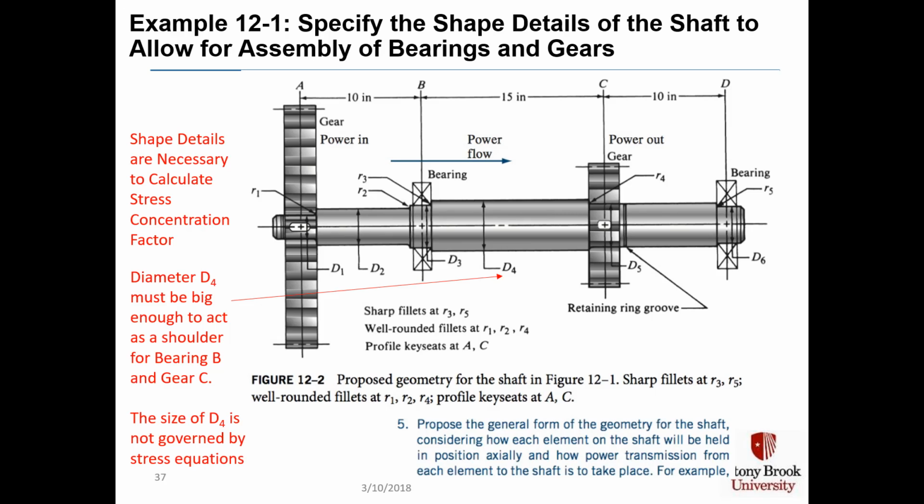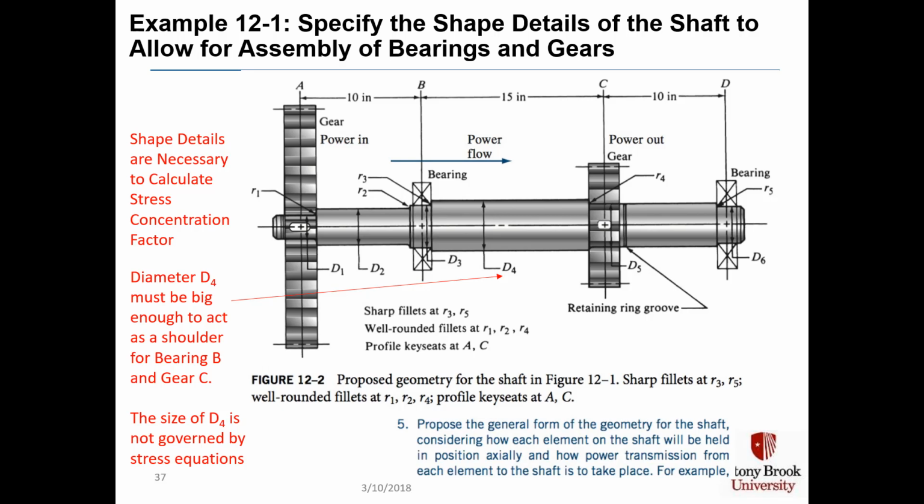An important aspect of this problem is to specify the shape details of the shaft, meaning the fillets and the rounds and whatever rings we have for grooves, because we need to establish the stress concentration factors at each point in the shaft. So going left to right, we have gear A assembled with a profile keyseat at point A. That will give us a stress concentration factor there of 2.0.